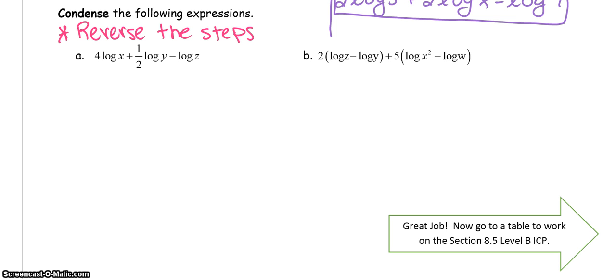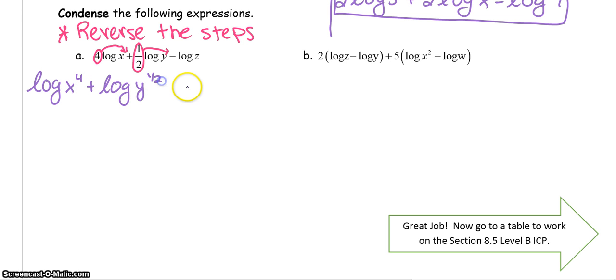So here, first we want to look for anything that needs to be changed into an exponent. Here I see a 4, so that's going to become an exponent, and a 1/2, which is going to become an exponent. This guy doesn't have any numbers in front, so no exponents there. So I have the log of x to the 4th plus the log of y to the 1/2 minus the log of z.